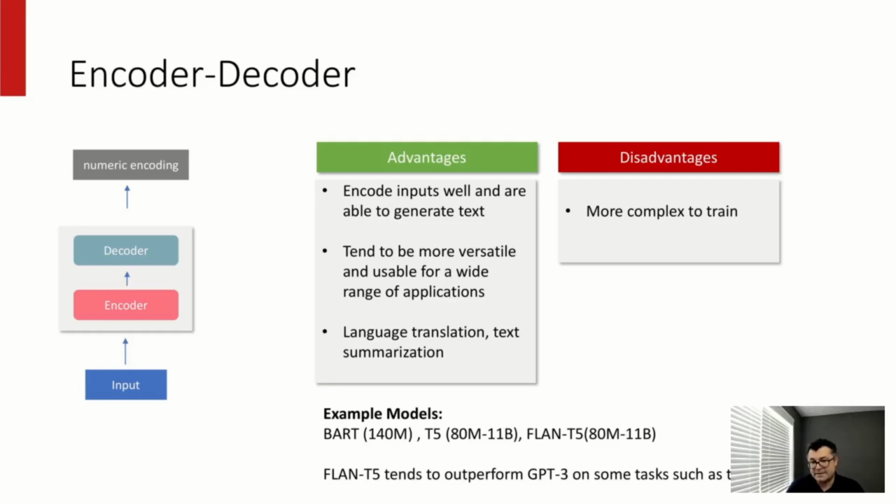So FLAN T5 tends to outperform GPT-3 on some tasks like language translation, simply because this architecture is more suited for it. So the point here being, again, depending on what your use case is, you need to understand what the benefits are, what the weaknesses and strengths are of these different architectures before just blindly going to GPT and the biggest models. And now we're going to get to the decoder-only models.